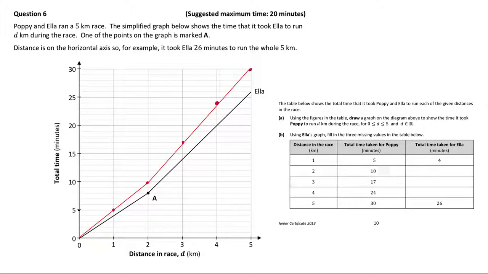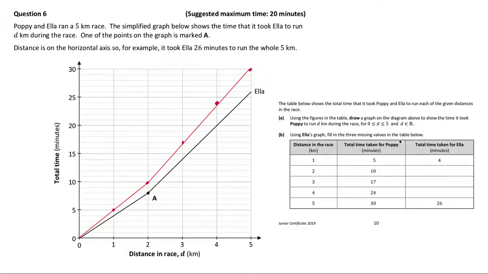Distance is on the horizontal axis, which is here, and it took Ella 26 minutes to run the whole 5k. So we can see that time is on the vertical axis, and this is the 26 minutes point here. Now, the first part of the question is to draw a graph on the diagram above to show the time it took Poppy to run d kilometers during the race for 0 through d to 5, and d belongs to the set of whole integers.